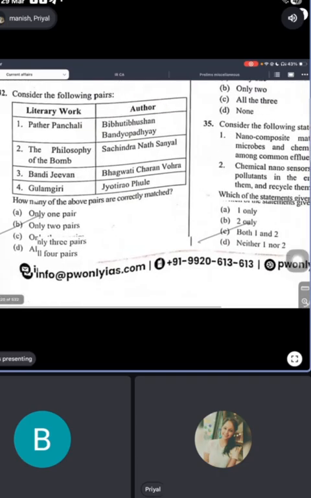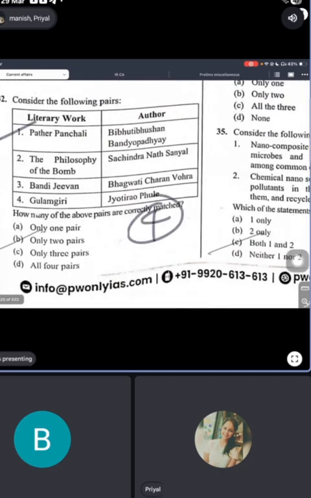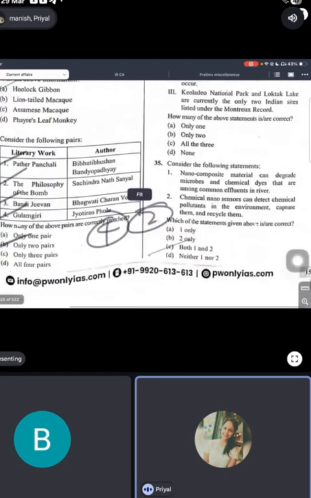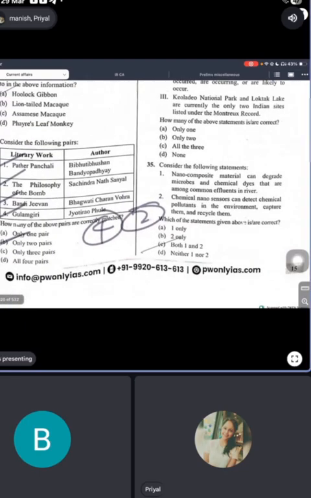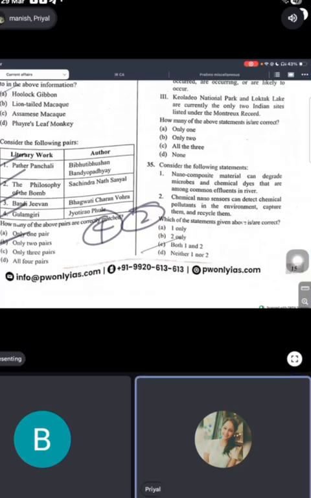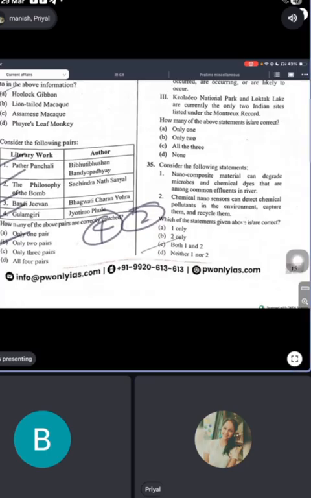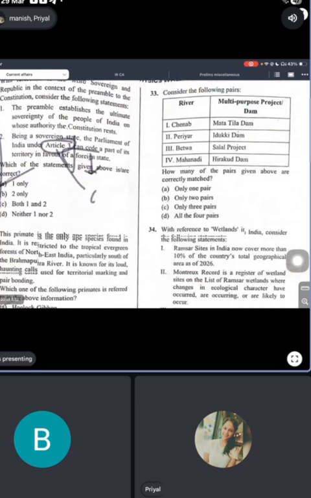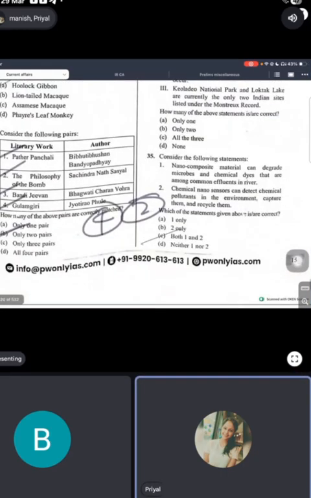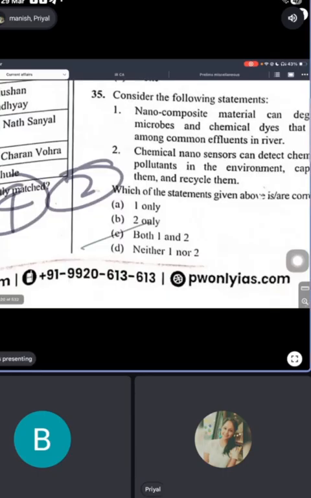See guys, again, my approach. There are four statements and a match with four again, so two will be right. It is only viable in match the following, no? Yes, Priyal, good question you asked. Only in match the following, guys. Don't use it everywhere. Okay, four is there, so two is right.